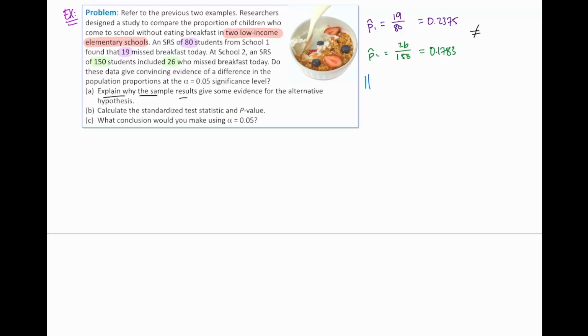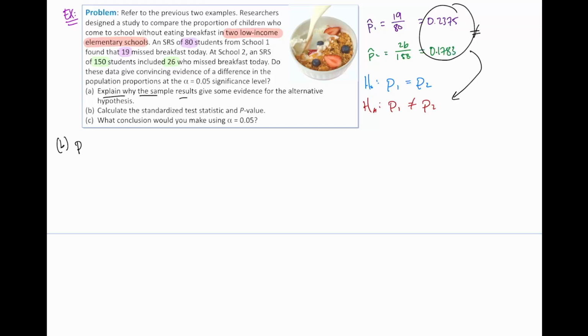Our null hypothesis here is that P sub 1 equals P sub 2, and our alternative hypothesis is that P sub 1 doesn't equal P sub 2. This data right here gives evidence for our alternative hypothesis. But now we have to decide how different are they? Are they different enough for us to believe that there is a difference? Okay, great. Calculate the standardized test statistic and the p-value. Let's do that right down here.